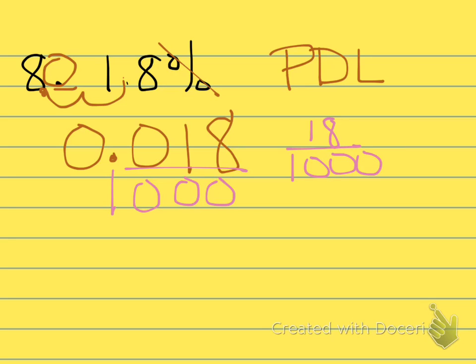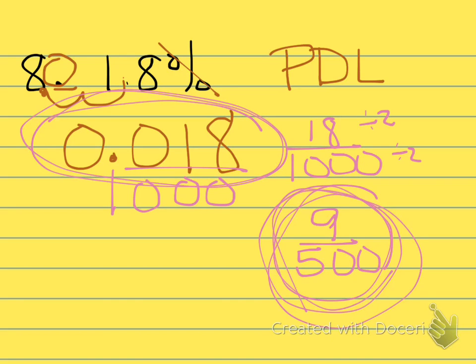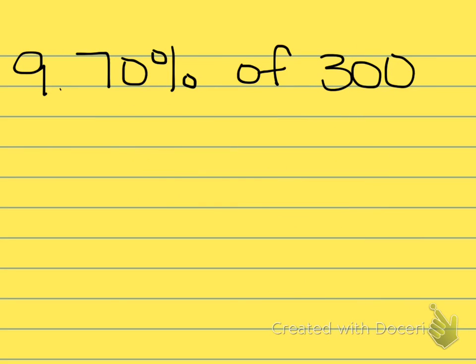Now I'm going to do my lollipop and add my zeros underneath my decimal, and so I get 18 thousandths. Again, these are both even numbers. I know that I can simplify at least by dividing by 2. So if I do that, I end up with 9 over 500, and there's my final answer. So my answers are 0.018 and 9 over 500.